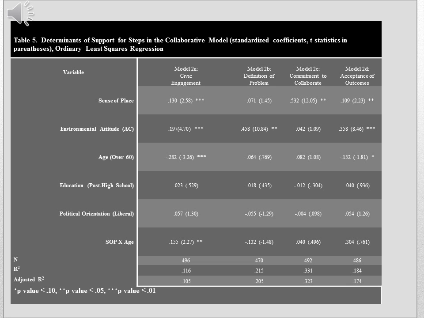So things to look at real quickly. We talked about the explanatory power of these different models. If you look at my R-squareds, it's the second row up from the bottom of the table. We see the first model only explained about 11% of the variance, and then we increased about 20% in the second model. We're up over that 30% mark in the third model, and we're back down to about 18% for looking at acceptance of outcomes.